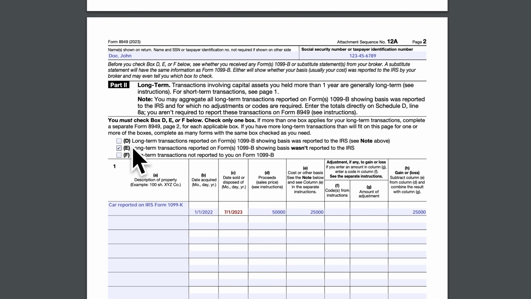Now this was marked in box E for long-term transactions reported on IRS Form 1099-B, showing basis was not reported to the IRS. That actually would probably not be correct. It would probably actually be F, since this wasn't a transaction reported on 1099-B at all. It was reported on your 1099-K. So be careful when you're looking at these fields. You are supposed to create a different Form 8949 for each of these pages. Again, you can only check one box, so you'll need to complete multiple versions of the form.